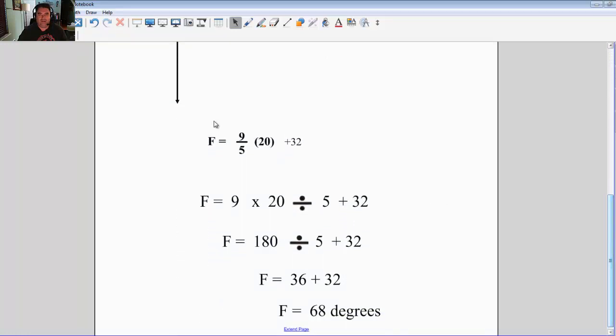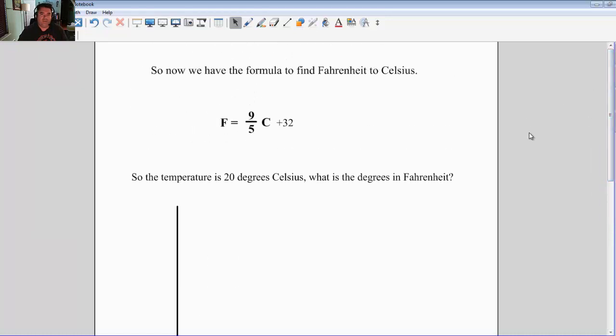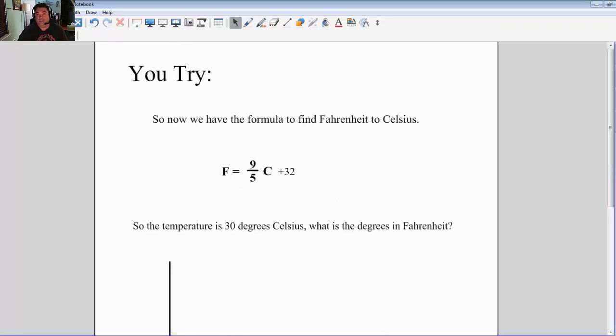I'm taking 20 times 9 divided by 5. That makes 36 plus 32 is 68 degrees. So if you're in a foreign country and they say it's 20 degrees Celsius, don't worry. That means it's 68. So that's good news.